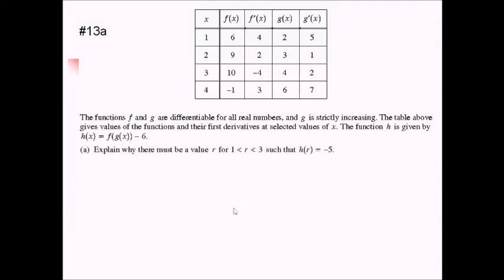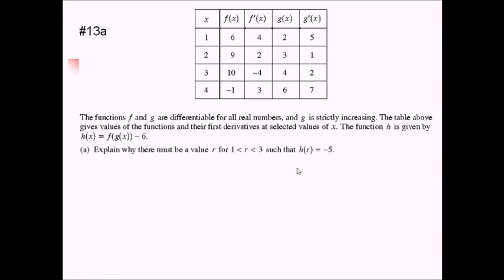For number 13, we're given two functions, f and g, that are differentiable, and they're given those functions some certain values in this table, along with some derivative values. And then they throw this h function at us, which is given by f of g of x minus 6, the composition of those. So given this, part A is asking us to explain why there must be a value r between 1 and 3, such that h of r equals negative 5.